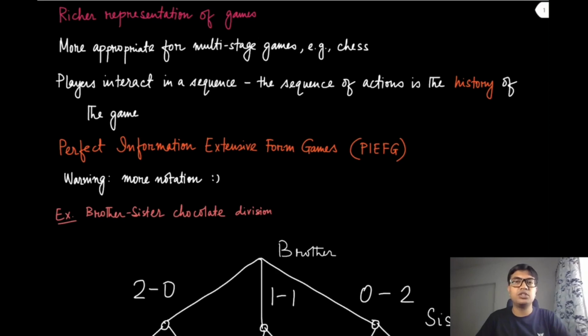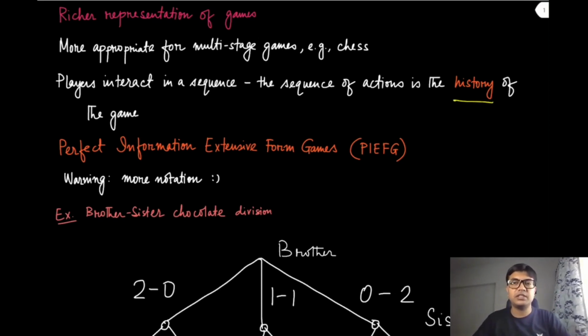The players do not choose their actions or strategies all at once. They look at the progression of the game, so the game does not end in one round. First one player makes their move, and then the second player makes their move, and so on. To represent games of this kind, which are sequential in nature, we need a richer representation of the games, and that is what we are going to discuss in this module. This sequence of actions, we will sometimes call the history of the game.